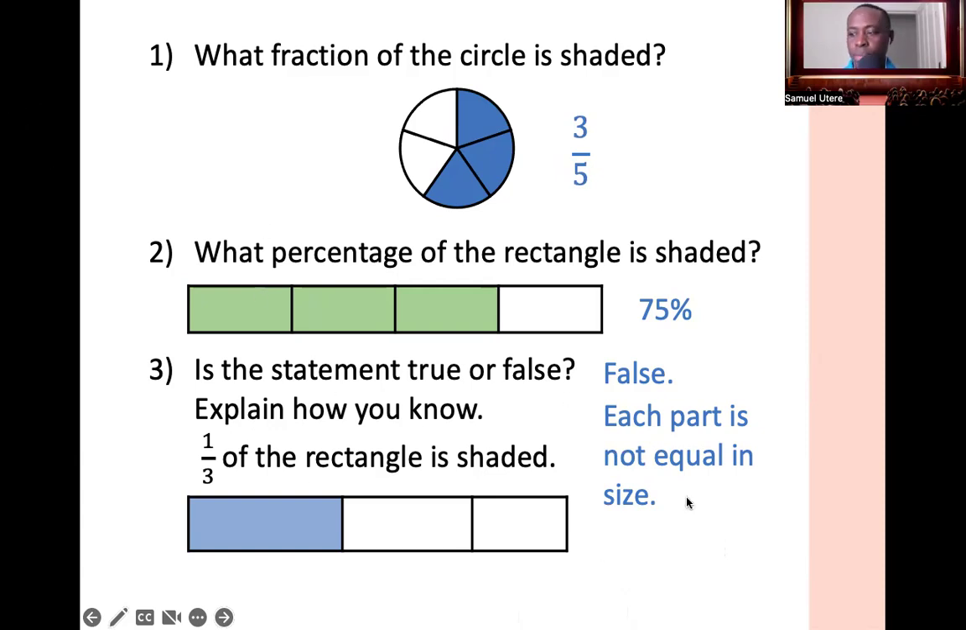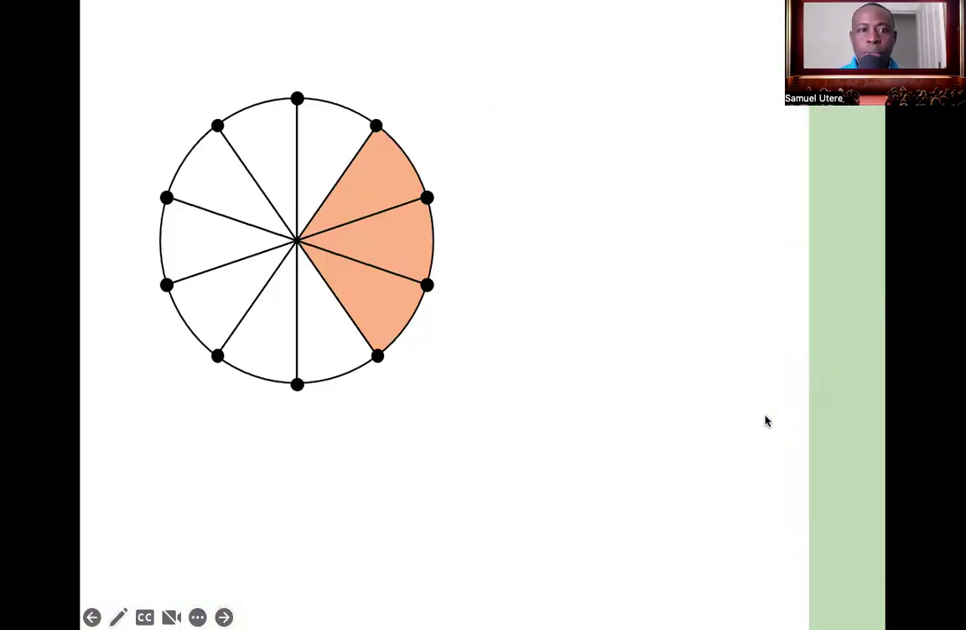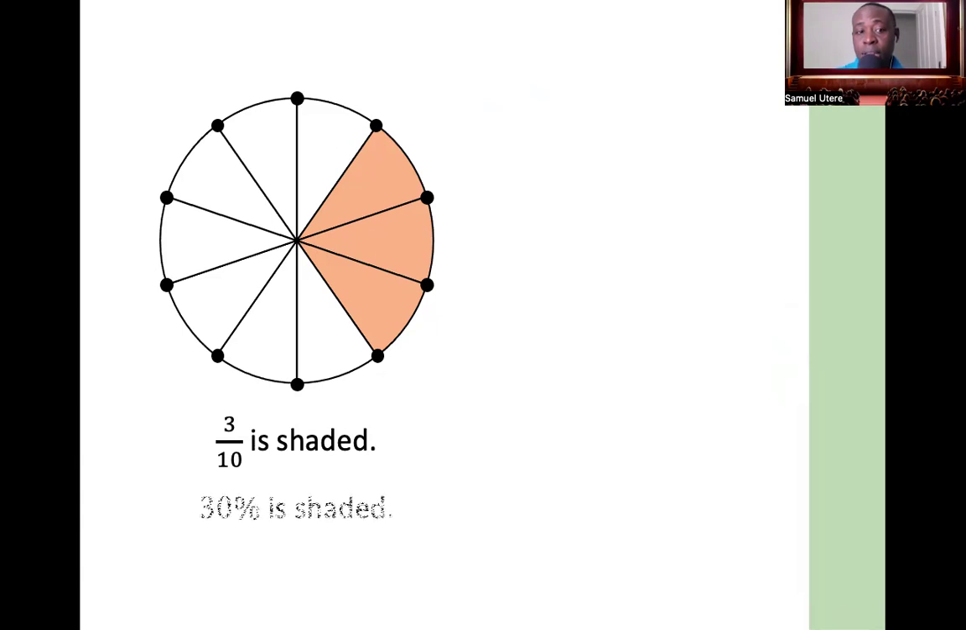Let's move on. Let's do some new learning. Here we have this circle. How many parts is it divided into? Look at the dots and see how many parts the dots around the circle split this circle into. Well, you can see that it divides the circle into 10 equal parts. 3 parts are shaded, so we'll say 3/10 is shaded. And remember, 3/10 is the same thing as 30%.